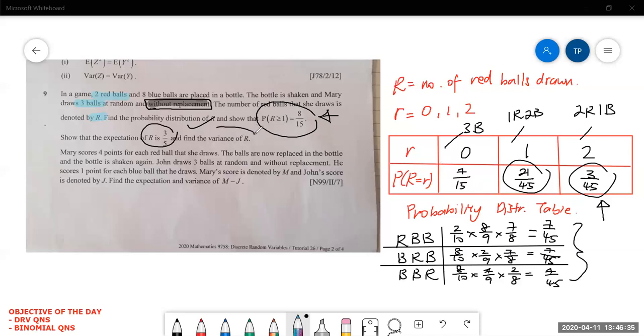Okay. Find the variance. How to find variance? What's the formula? Let's recap. Expectation of X squared minus the expectation of X, squared. Okay. Next up. Let me clear this first.